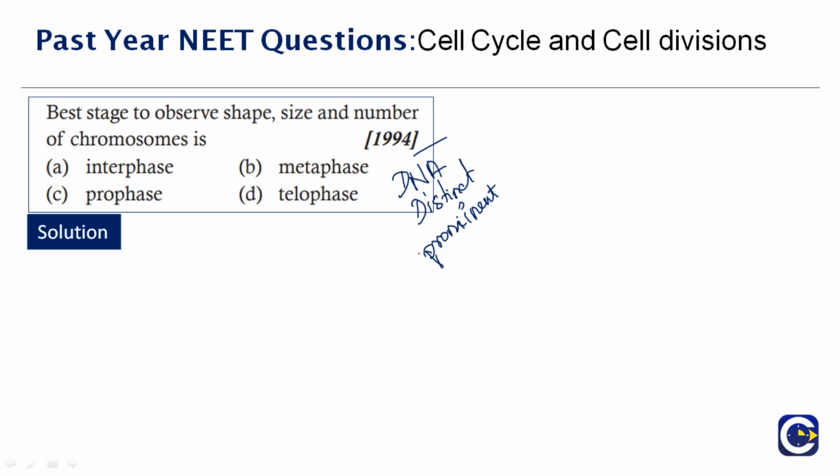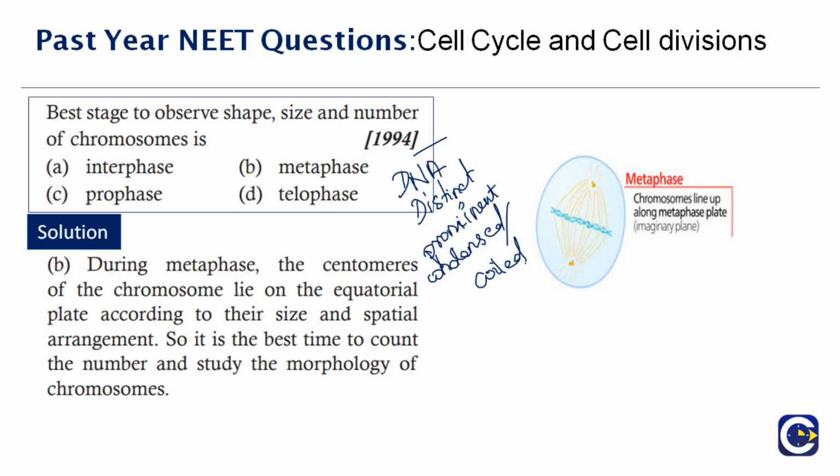While in the rest of the phases, if you see interphase, prophase or telophase, you will have the chromosomes, but they might be in a condensed form, or you can say in the coiled form. Therefore, the correct answer to this question is option B, metaphase.